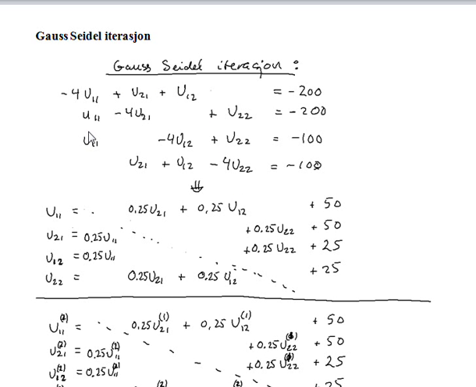For the problem we just analyzed, the Gauss-Seidel iteration is performed in the following way. We start with the first equation and express u11, the first unknown variable, by the other variables, like this. So next we take the second equation and express the second unknown variable by the other variables, like we have done here.